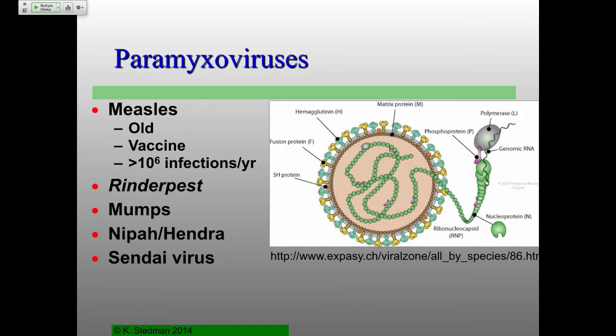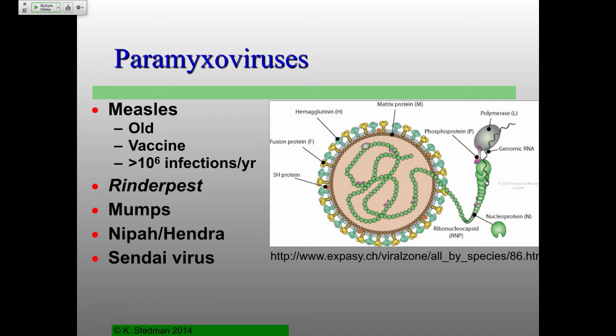So that's the rhabdoviruses. Fortunately, rabies is not too much of a problem because of vaccines, thank you. And VSV is this really nice system for making lots and lots of potentially other vaccines.